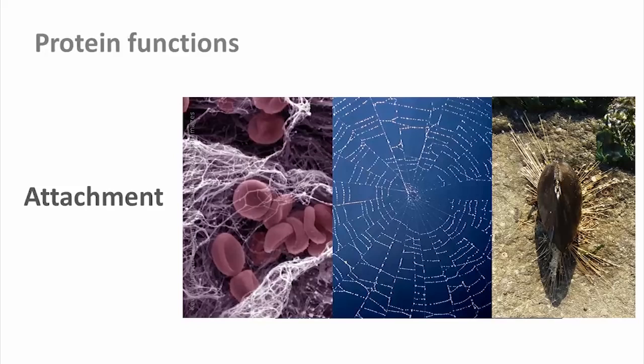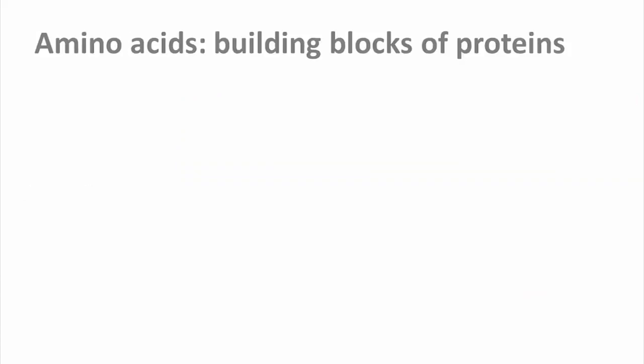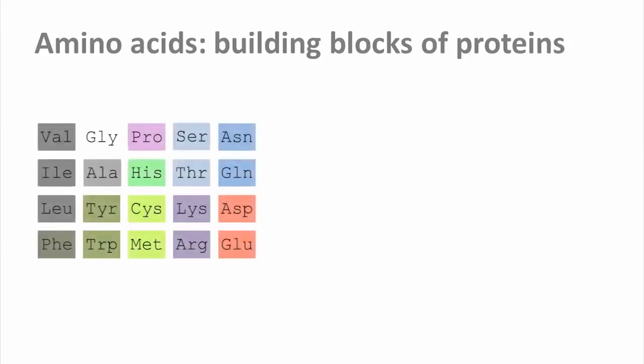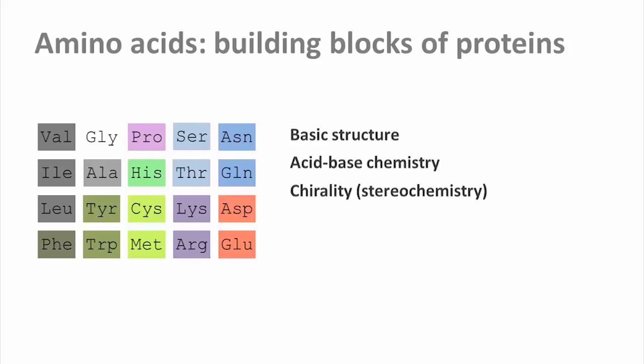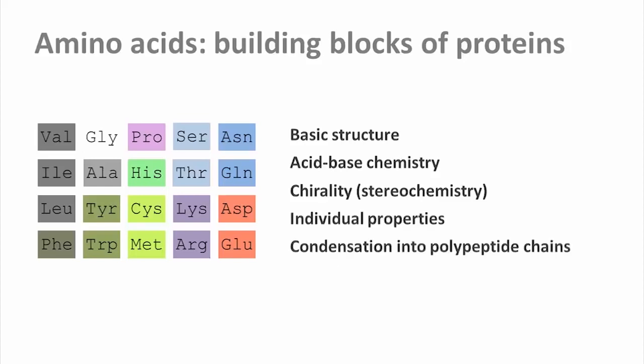To perform all those incredibly varied functions, we need a sufficiently large repertoire of building blocks. Proteins are synthesized from 20 different amino acids. We're going to look at a number of their properties: the basic structure, the chirality or stereochemistry, the acid-base chemistry, and individual properties of each one amino acid. We're then going to look at how these amino acids are joined up into polypeptide chains.